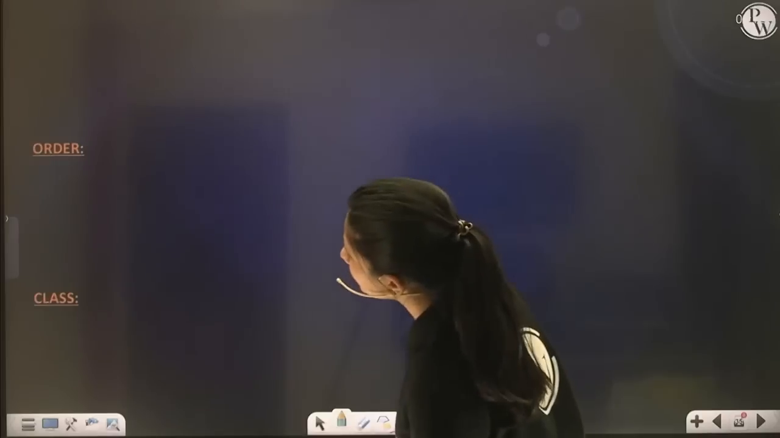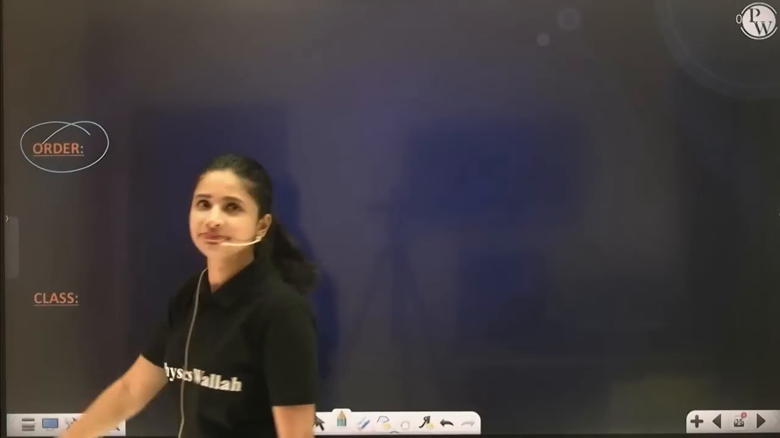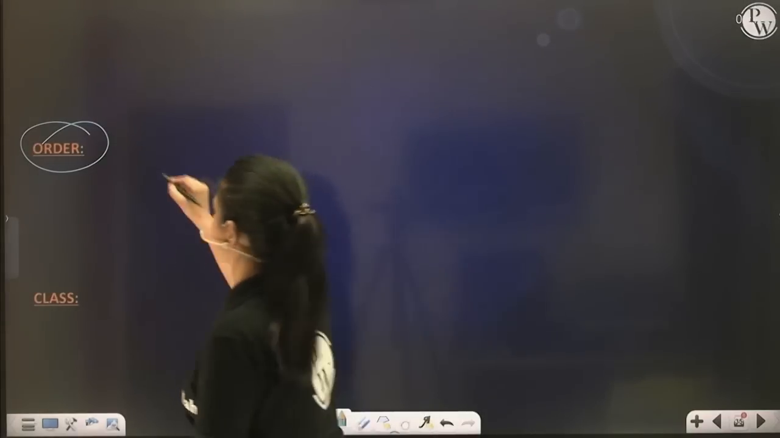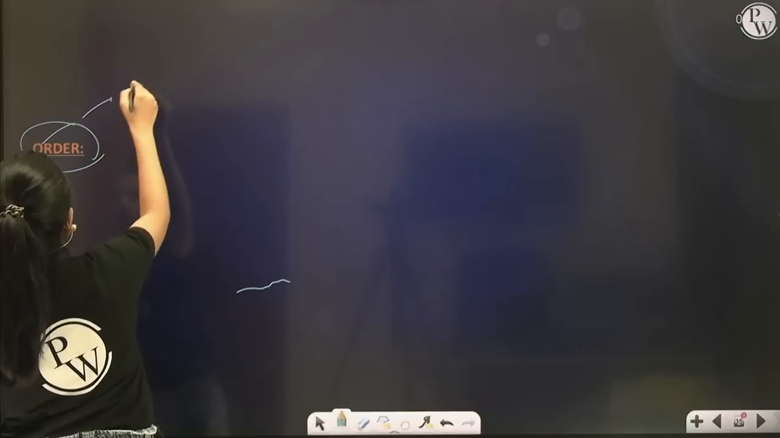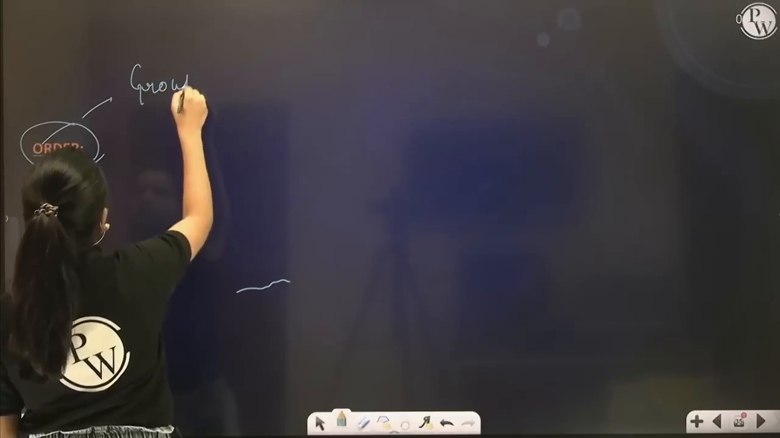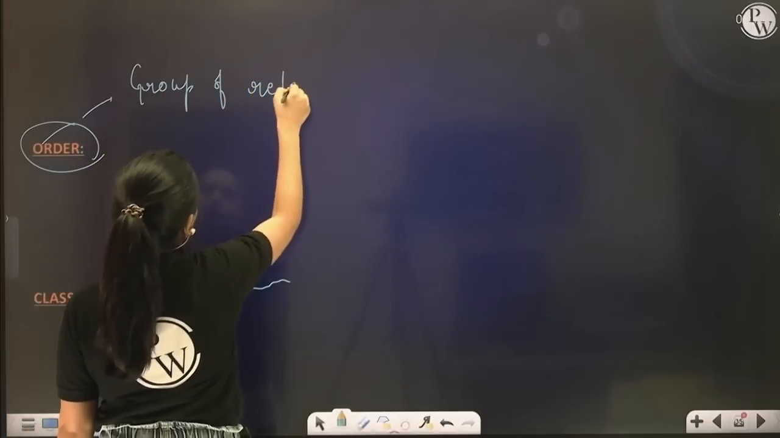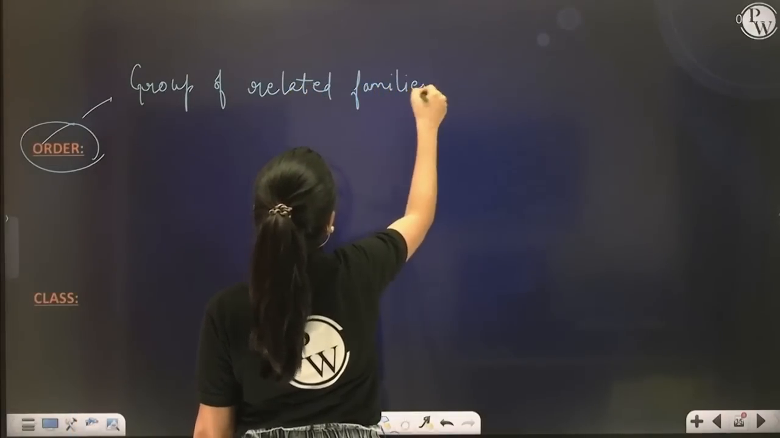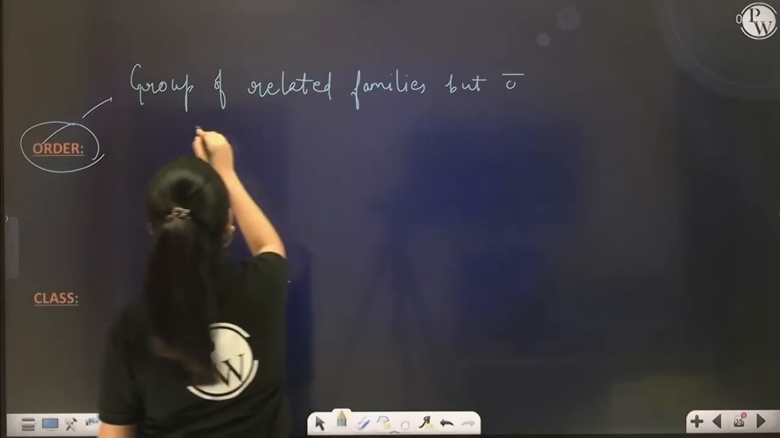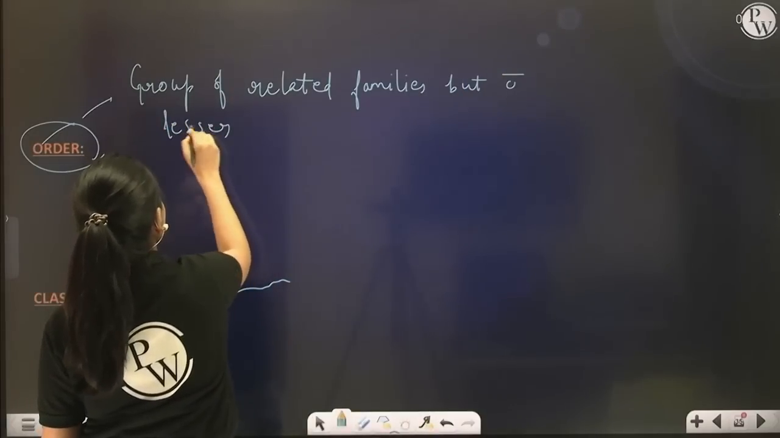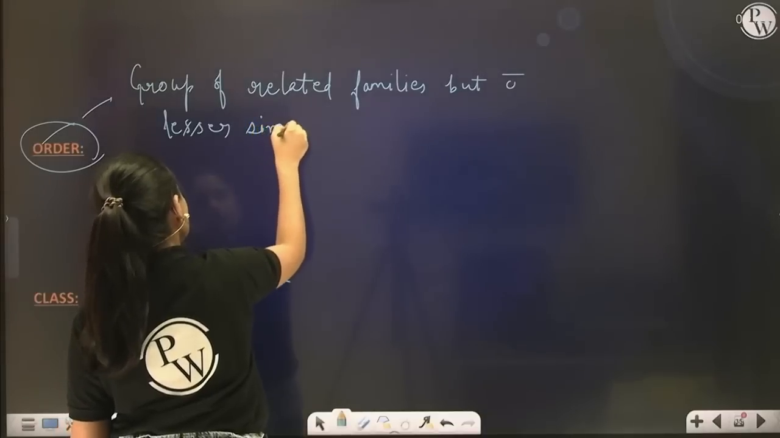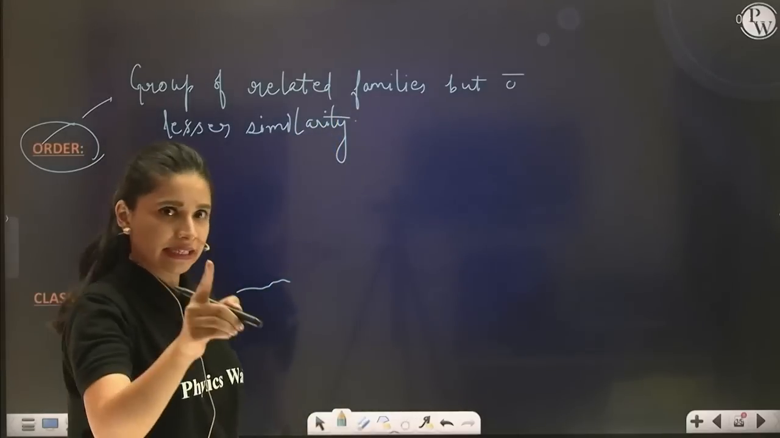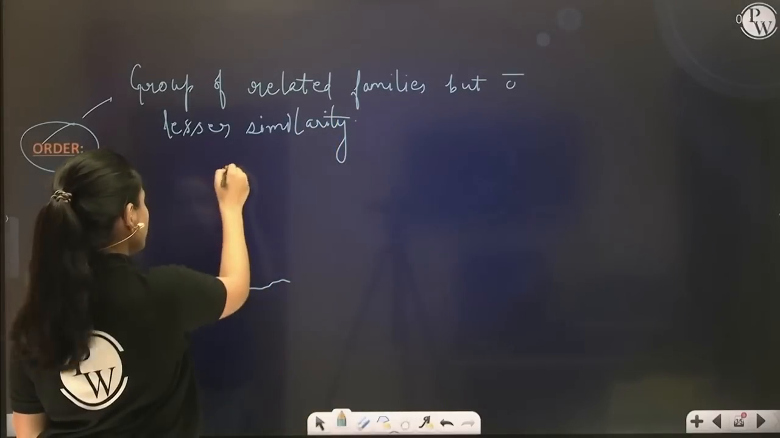Moving ahead. After family, next is order. So the next category above family is order. How will you define order? Order means a group of related families but with lesser similarity. Clear? Very good. Shall I quote one example?